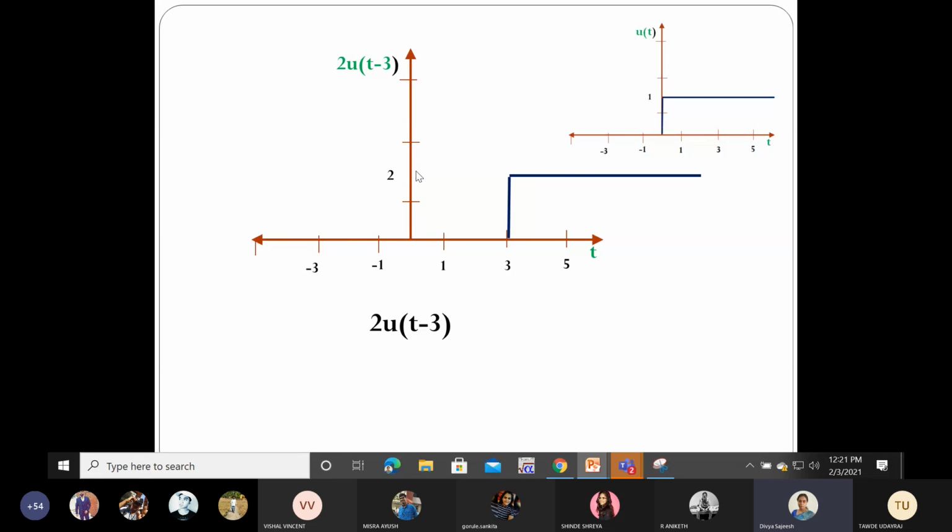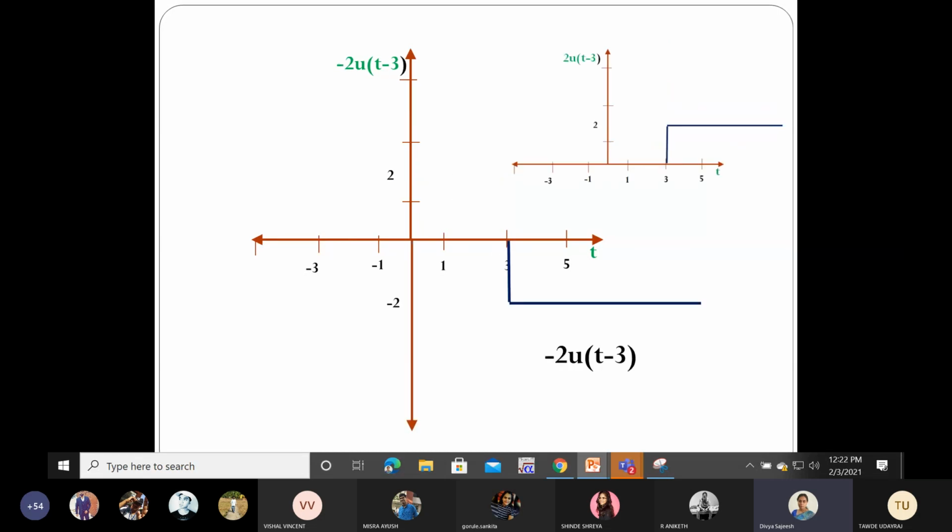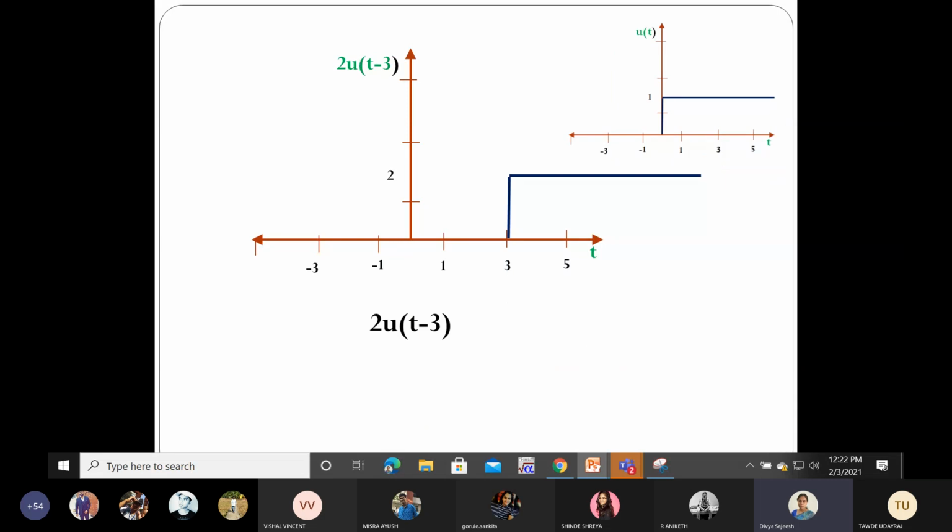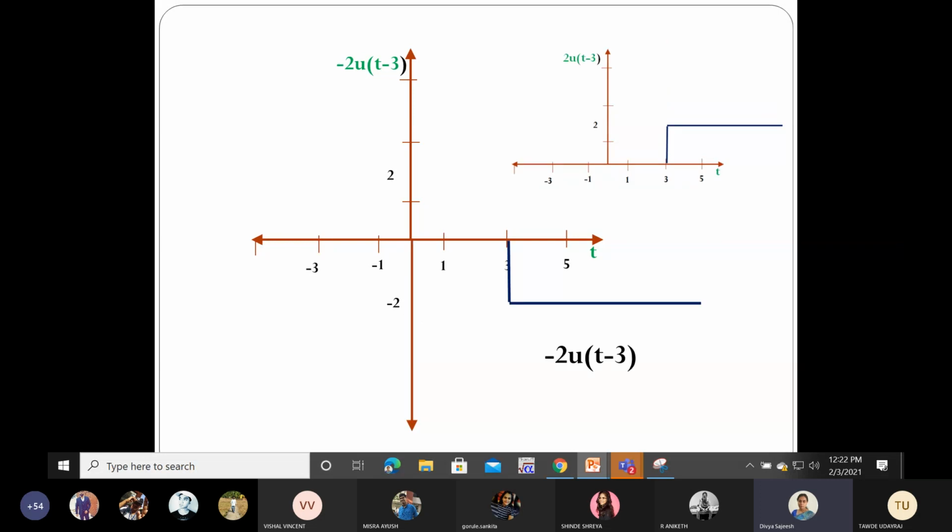Now the next signal is 2u(t-3). We are delaying the signal by an interval of 3. Then increasing the amplitude to 2. So this is the signal which was at origin has delayed by an interval of 3 and its amplitude has increased to 2. Now we are applying minus 2u(t-3).